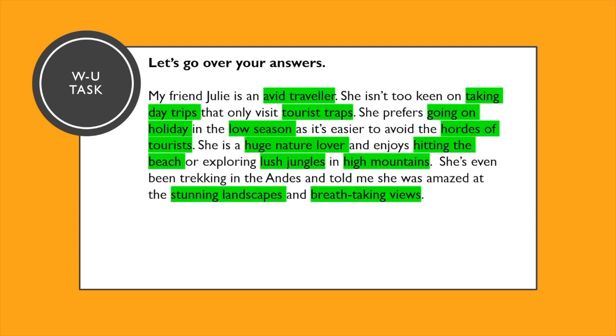Now let's go over your answers. All the collocations in the text are highlighted in green. Compare these answers to yours and see how many of them you got correct.